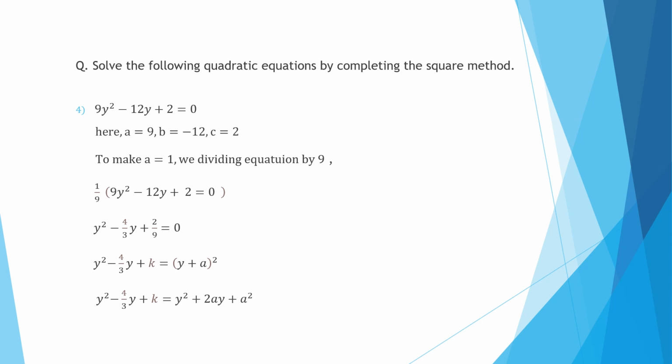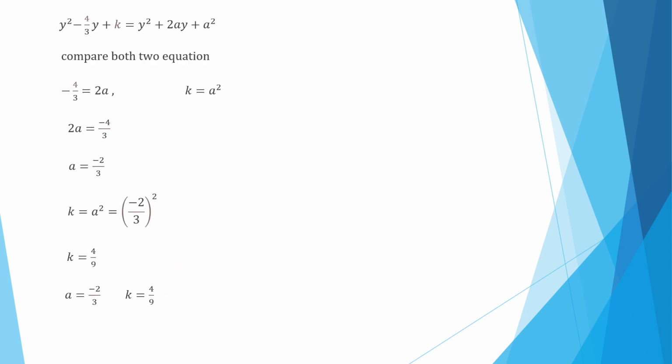(y plus a) bracket square. Then we solve this equation. (y plus a) bracket square is equal to y square plus 2ay plus a square. Here we apply the formula (a plus b) square is equal to a square plus 2ab plus b square. So we write y square minus 4 by 3y plus k is equal to y square plus 2ay plus a square. Then we compare both the equations.